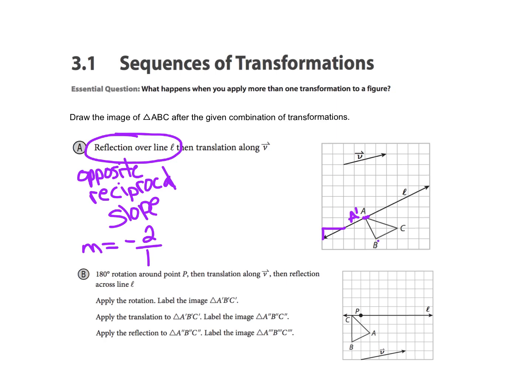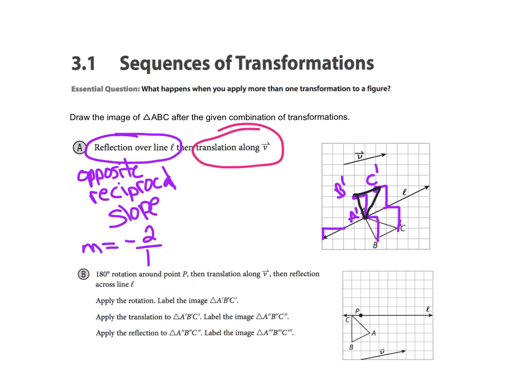B is up 2 over 1, so it's one slope, the distance of one slope. On that side of the line, I got to go the distance of that one slope on this side of the line, up 2 over 1. And there's my B prime. C is the distance of up 2 over 1, one slope. So I got to do it again, up 2 over 1. And there's my C prime. And there's my new shape.